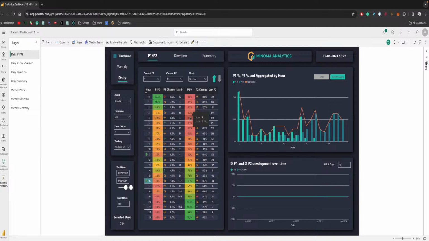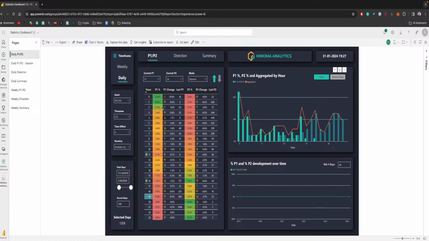For P2, it has the same data, only then right here. Now, this is calculated based on this date range. So as you can see here, I have data from the 21st of October 2021 until the 30th of January. Now, that's just what I have selected. I can go further back. I can go all the way to 2018, and then you can see these changes.